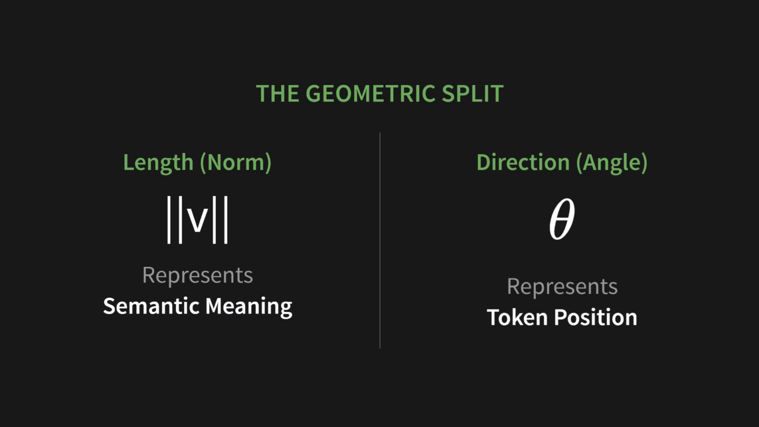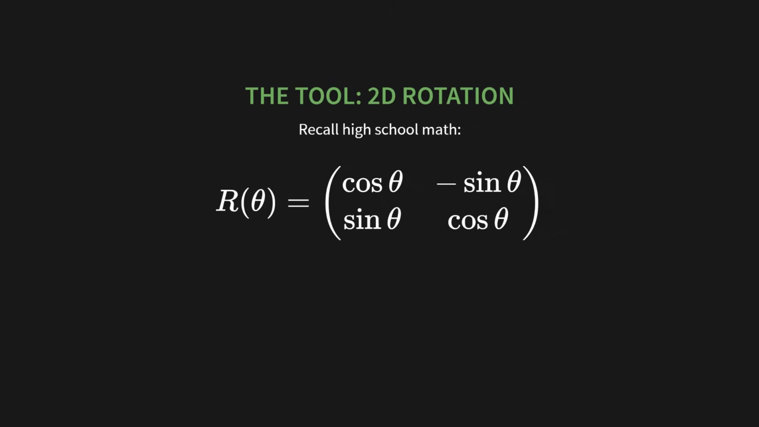Okay, so how do we actually do this rotation? Let's forget about giant language models for a second and go all the way back to high school math. You might remember the standard 2D rotation matrix. You can see it on the slide here, the famous R of theta formula. To rotate any vector v, you just multiply it by this matrix. That's it. The new vector, v prime, is just R of theta times v.